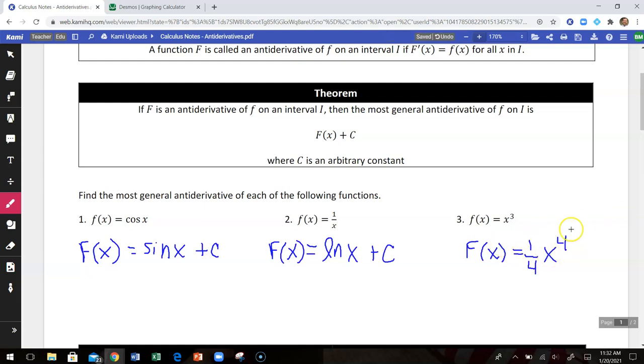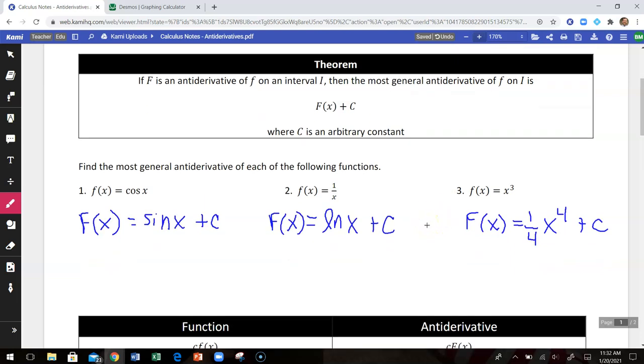And then if I think about doing the derivative of this, I would do 4 times 1/4, which would give me 1, which is what I wanted. And then I would subtract 1 from the exponent, which would give me 3. So 1/4 x to the fourth, and again, plus some generic arbitrary constant, c. Okay, so there's 3 pretty basic examples of just thinking backwards, right? Going backwards, doing antiderivatives instead of derivatives.